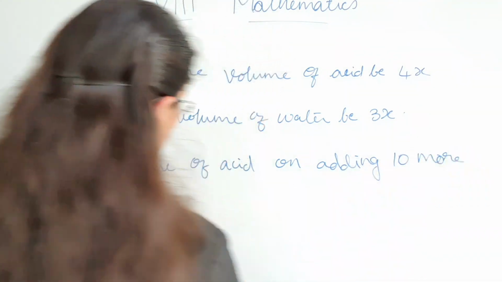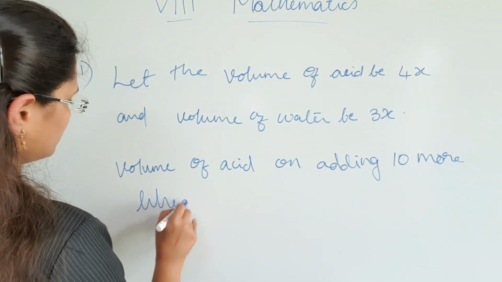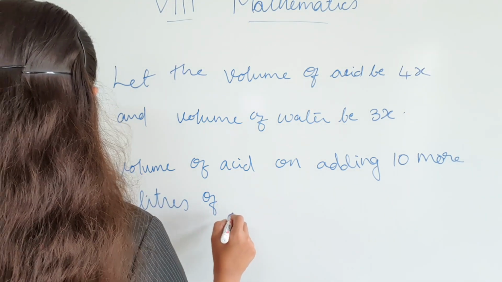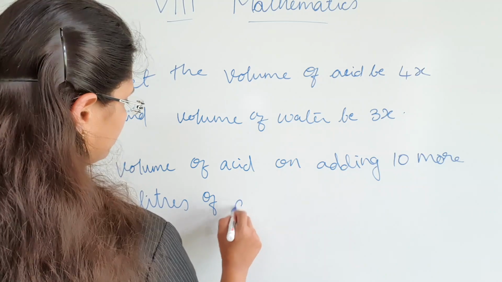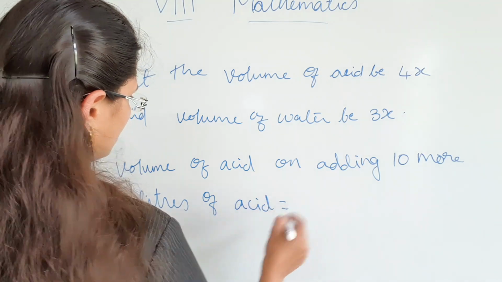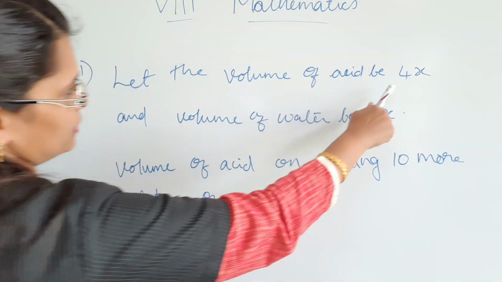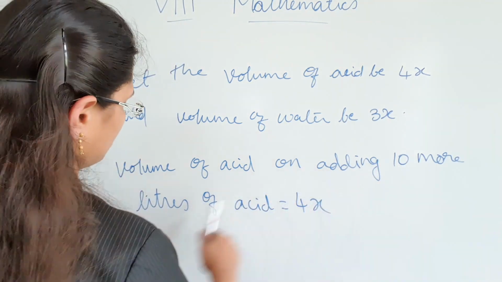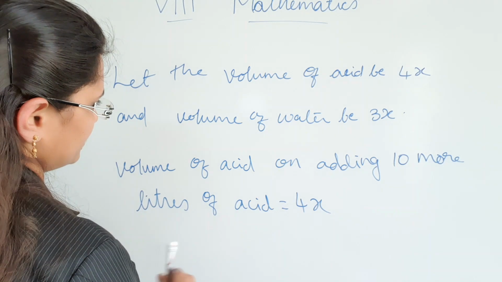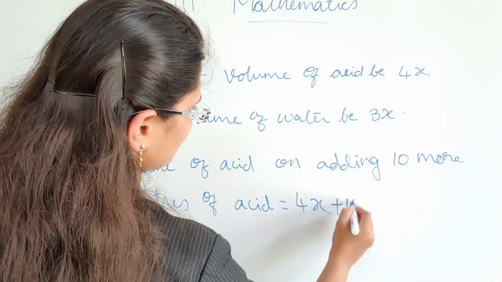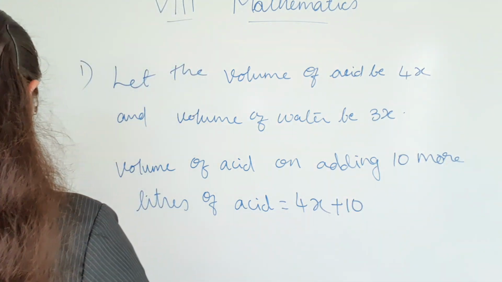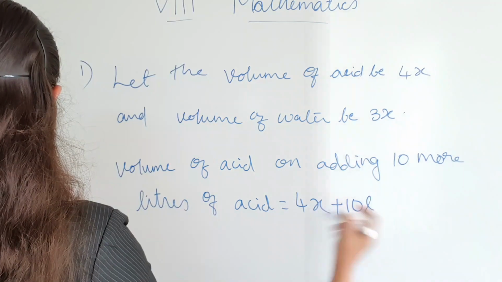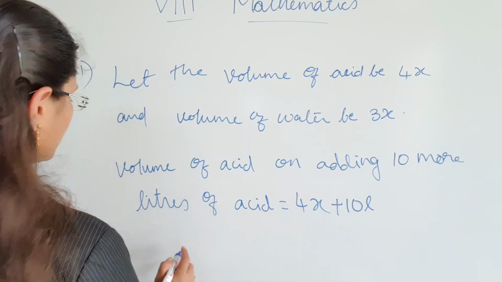10 more liters of acid. The volume of acid is 4x, so on adding 10 more liters of acid, that means plus 10, it becomes 4x plus 10 liters, right. The ratio changed to 3:1.